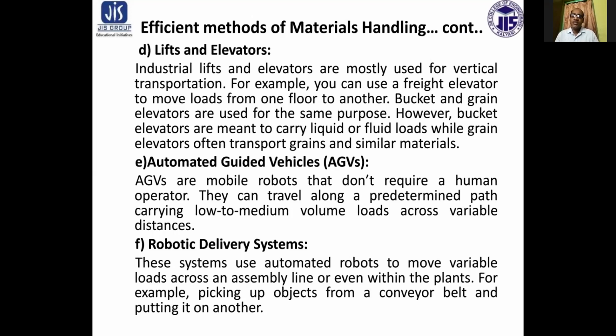Lifts and elevators. Industrial lifts and elevators are mostly used for vertical transport. For example, one can use a freight elevator to move loads from one floor to another. Bucket and grain elevators are used for similar purposes. However, bucket elevators are meant to carry liquid or fluid loads, while grain elevators often transport grains and similar materials.